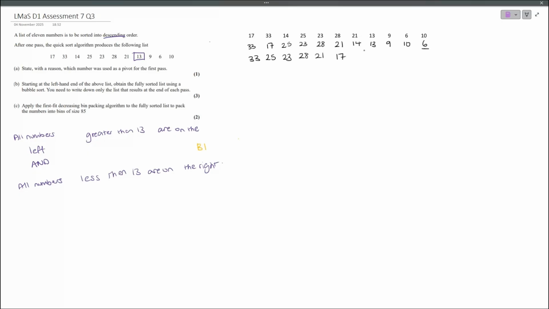14 does not need to swap with 13. 13 does not need to swap with 9, but 9 and 10 do need to swap around. Now 9 is in its final position. We're going to carry on doing this. 33, 25 are in the correct position, but 23 and 28 need to swap around.